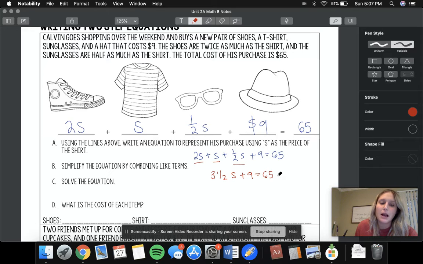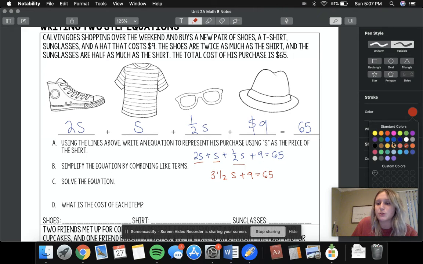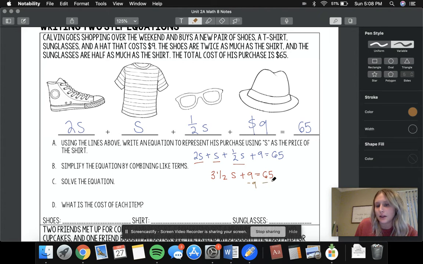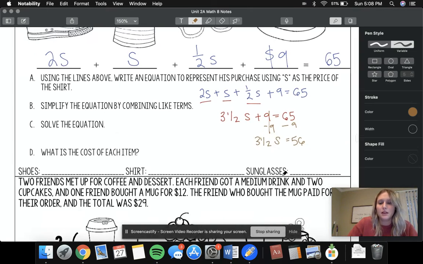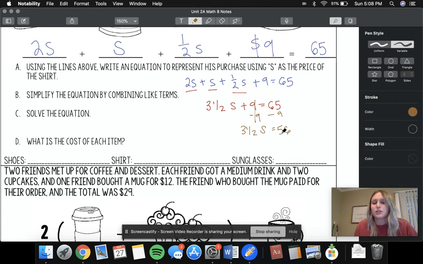So now it just says to solve the equation. So you could do this in a variety of ways. You can do it algebraically. You can just problem solve. If I know the cost of the hat is $9 and I know the total is $65, I'm going to take that out of the cost because I already know that. So 65 minus 9, which would be 56. Okay. So now I have 3.5 shirts equaling 56.